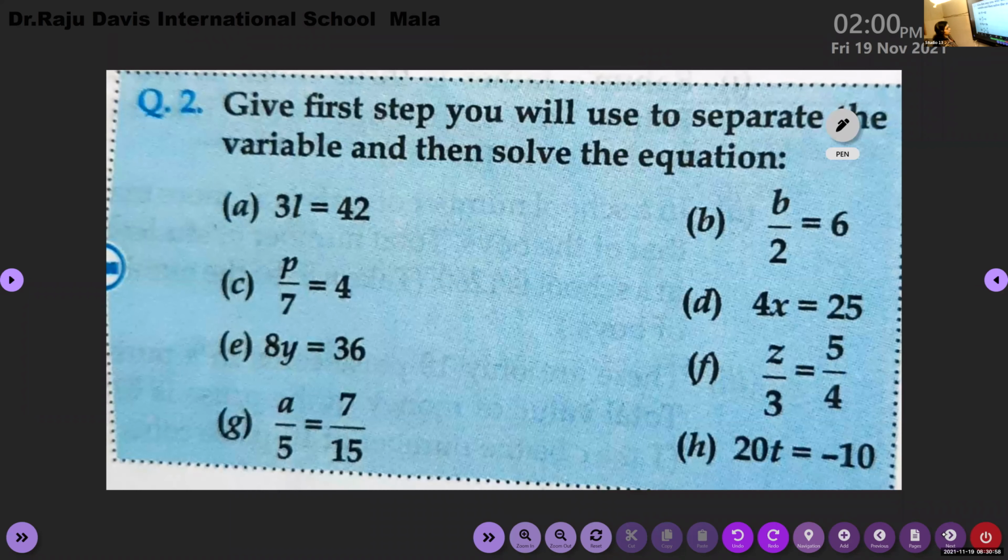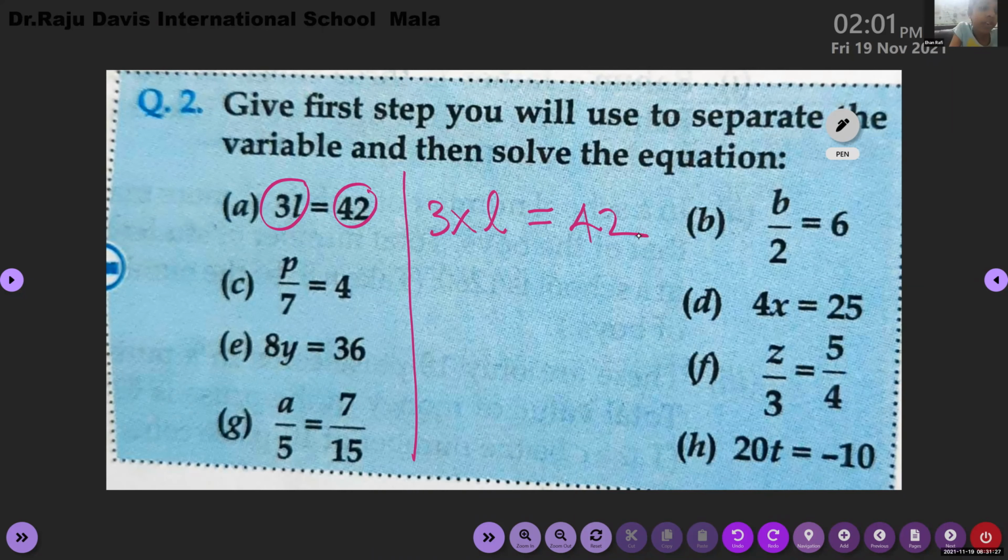Look at this problem now. What first step will you use to separate the variable and then solve the equation? 3L is equal to 42. Here, you see, children, this is 3 times L is equal to 42. What do you mean by 3 times L? How will you write it? 3 into L. 3 into L is equal to 42. Isn't it? So 3 is multiplied here.